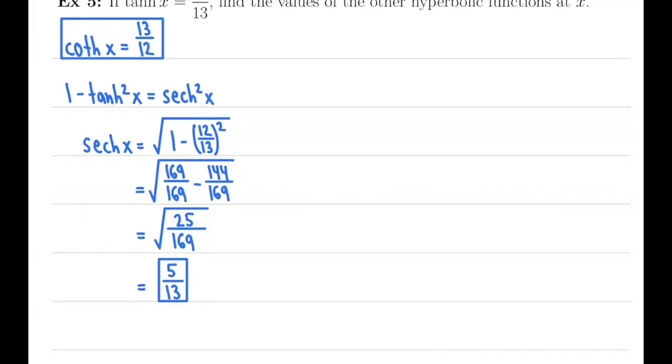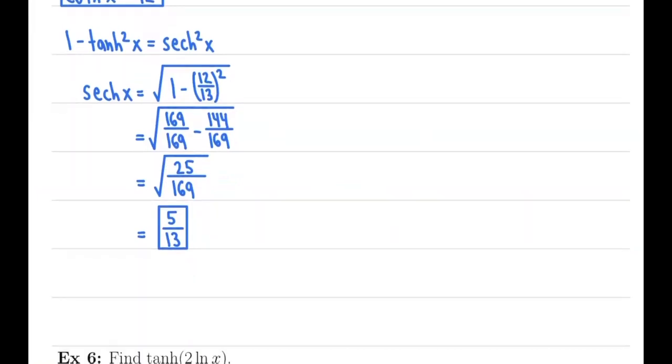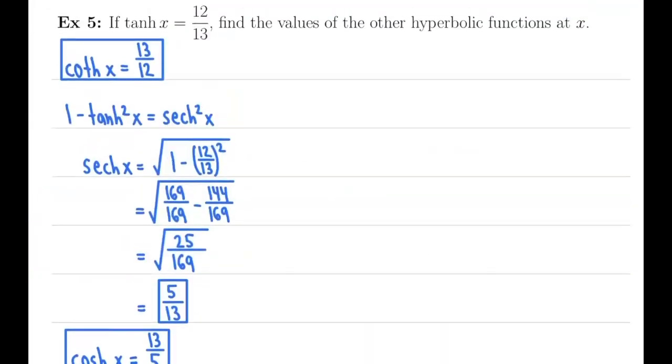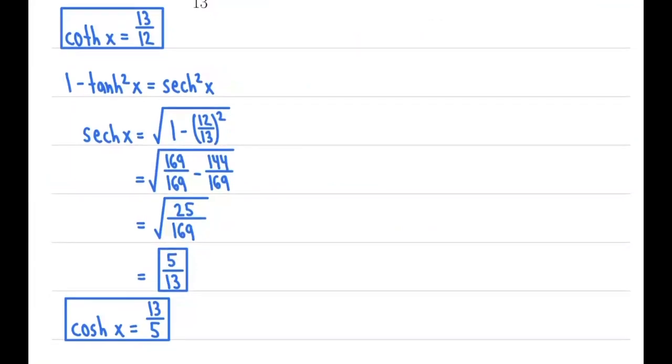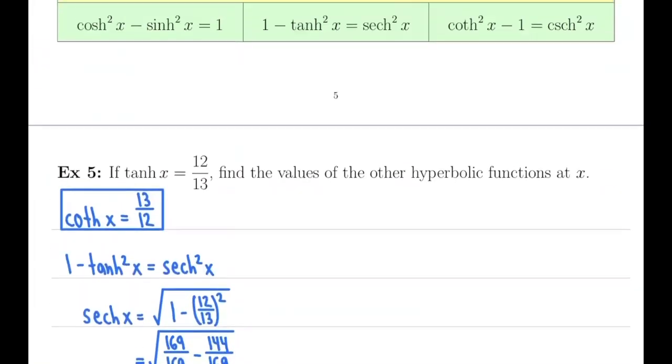And then sech, from there, you can easily find cosh because cosh is just the reciprocal, right? So if sech is 5 over 13, cosh is just going to be 13 over 5. All right. And what's left? We need sinh and cosech. How are we going to find sinh? Why don't you scroll to them identities up there?